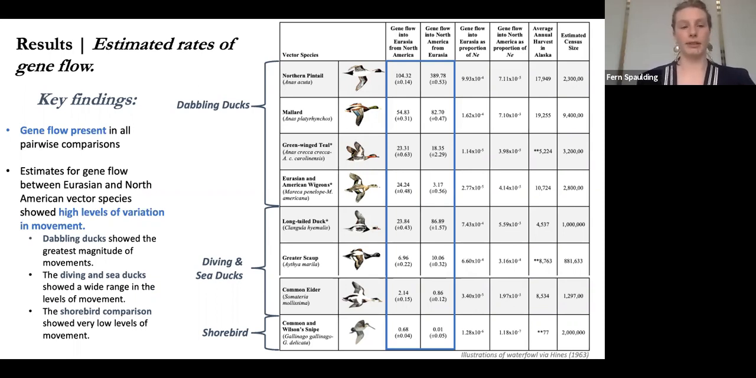And overall, dabbling ducks, shown here, showed the greatest magnitude of movements, while diving and sea ducks showed a wide range in the level of movement, shown here. And the shorebird comparison of the common and Wilson snipe showed very low levels of movement with less than 1 individual per generation.